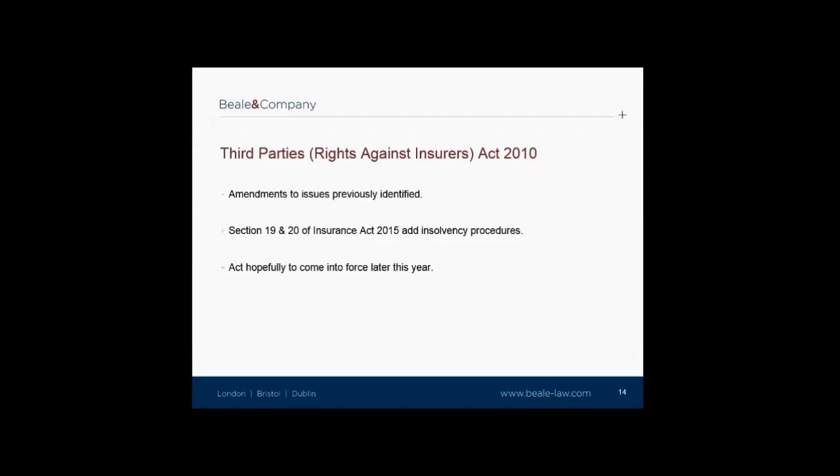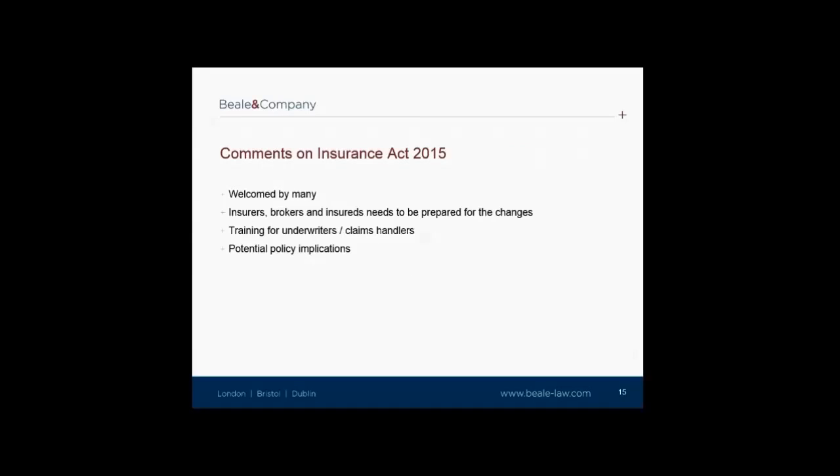The Act also provides a valuable opportunity to correct problems identified in the Third Parties Rights Against Insurers Act 2010 in order for that Act to come into force. Very briefly, the amendments in the Insurance Act Part 6, Sections 19 and 20, add insolvency procedures through which an insured may qualify as a relevant person under the Act. It is hoped this amendment will allow the Act to be brought into force later this year.